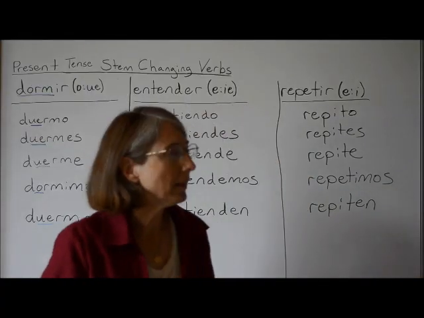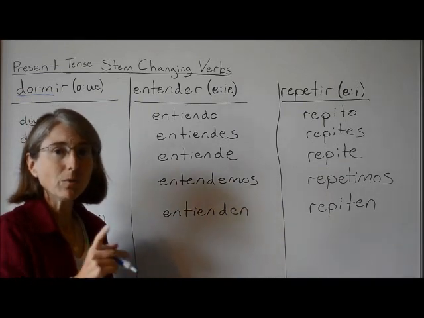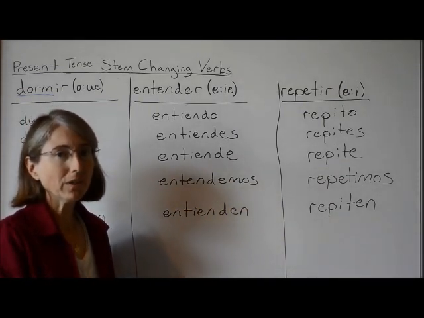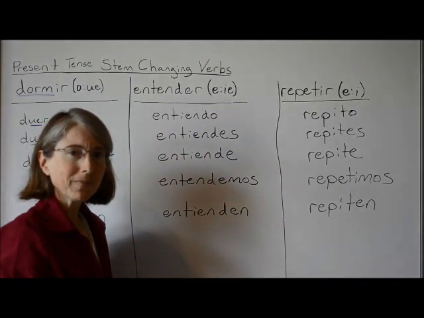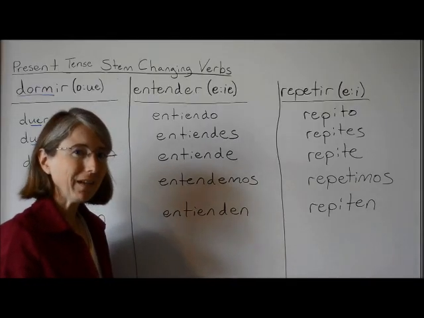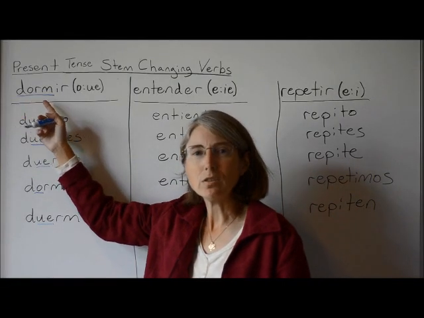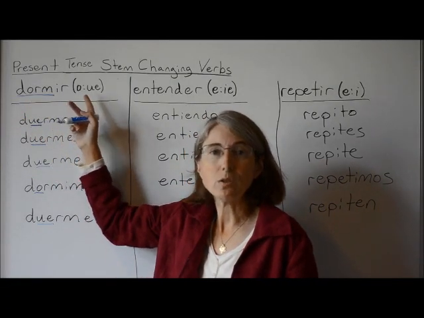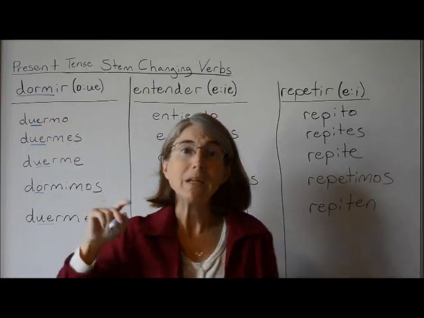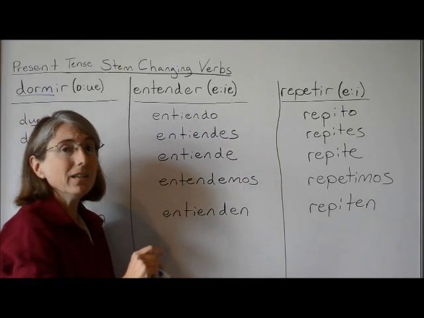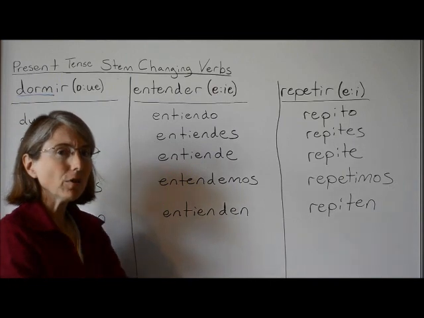Now another example is entender, to understand. When we see it in the infinitive form with the parenthesis next to it, it says that it's an E to IE stem changing verb. The reason I chose this verb as an example is because when we look at dormir, it's clear when it says O to UE that there's only one O in dormir, and we know that is going to change to UE. But entender is E to IE. Which E is going to change? There are three E's in this verb.